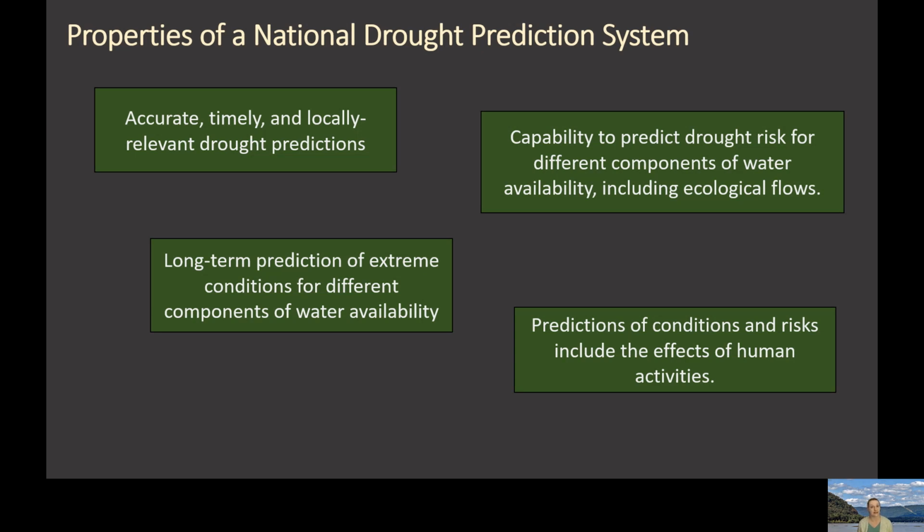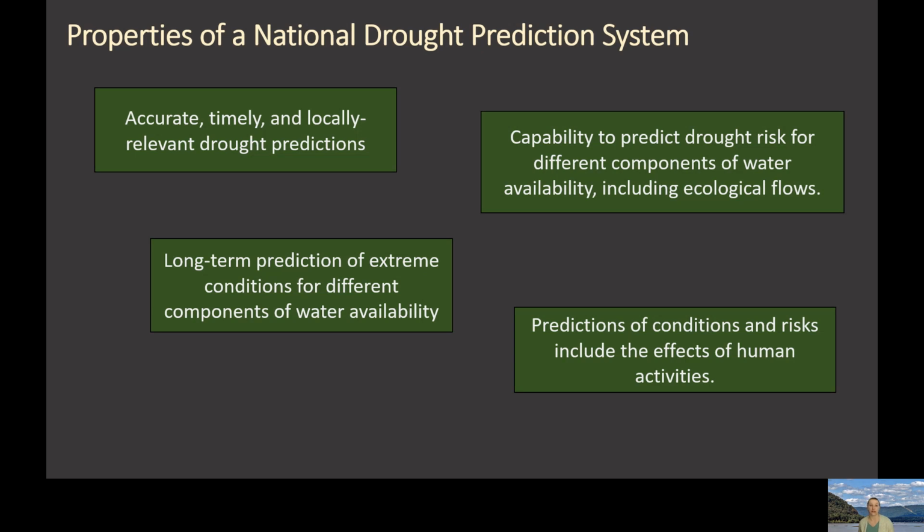And of course, throughout the listening sessions, we would ask for your feedback if you feel like we are missing something here or you want to add additional properties that you feel we need to have in this national drought prediction system. But the first box I'm showing is accurate, timely, and locally relevant drought predictions is a property that the national drought prediction system should have.